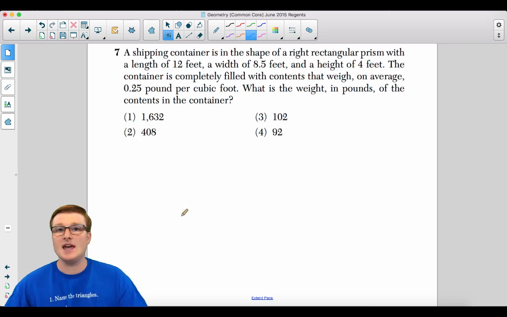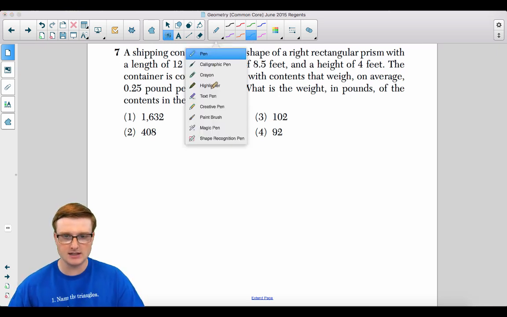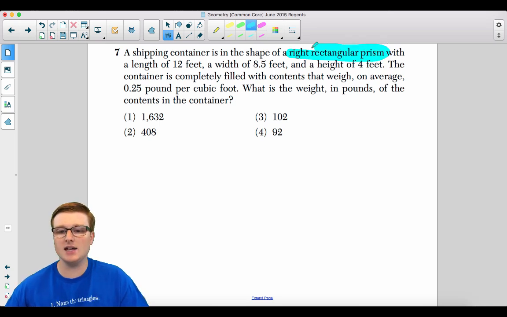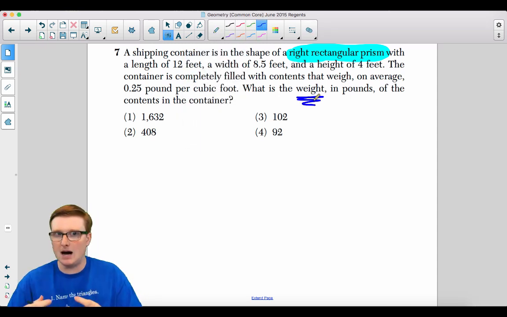Number 7, a shipping container is in the shape of a right rectangular prism with a length of 12, a width of 8.5, and a height of 4. The container is completely filled with contents that weigh on average 0.25 pounds per cubic foot. What is the weight in pounds of the contents of the container? So, a right rectangular prism is just a fancy term for a box. And we're trying to find the weight of this box.